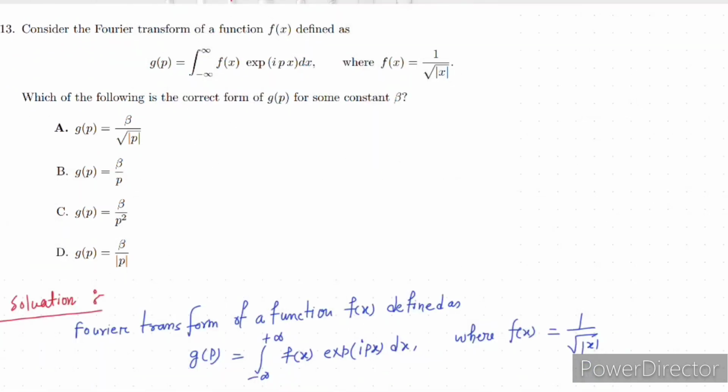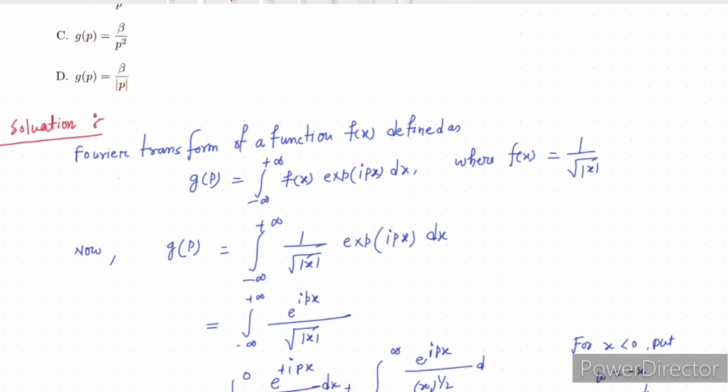Question number 13. Consider a Fourier transform of a function f of x defined as g of p equals integral from minus infinity to plus infinity of f of x e to the power ipx, where the function f of x equals 1 upon root under mod x. Which of the following is the correct form of g of p? g of p means the Fourier transform of this.